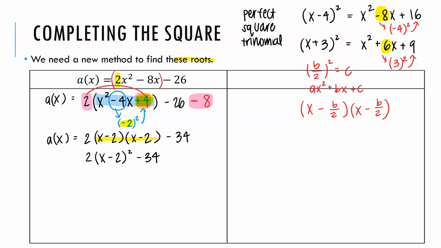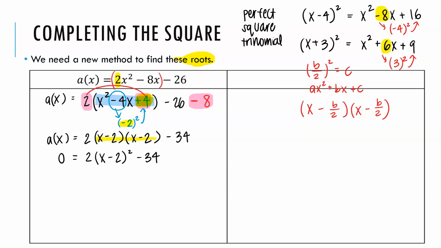And once I have my factored form for my perfect square trinomial, then I'm going to set this equation equal to 0. I'm setting the equation equal to 0 because my goal is still to find the roots of this quadratic, and finding roots are solutions of x when my y value is equal to 0. So from this point, all we're doing is solving the rest of it algebraically.